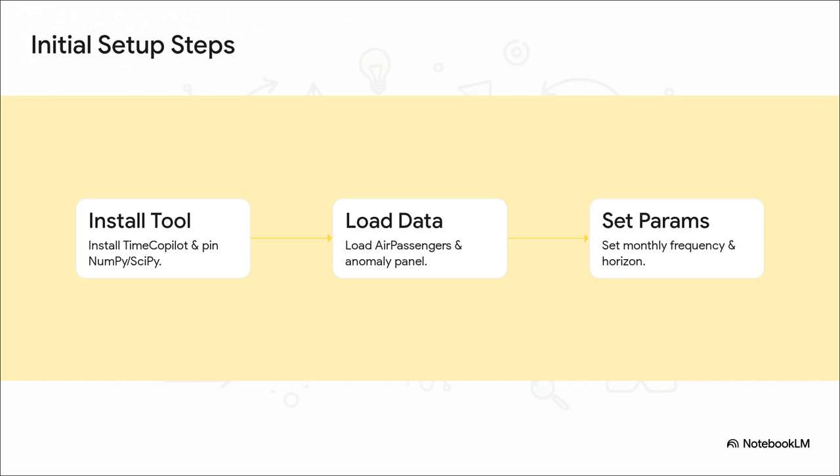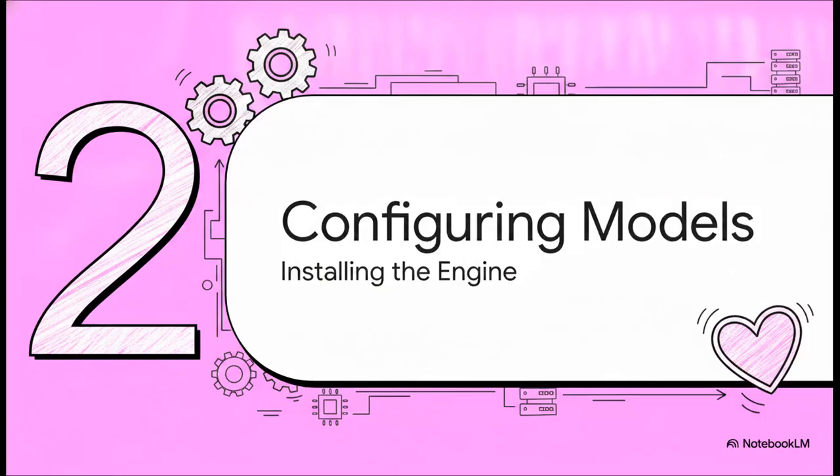Step 2, we load in our real-world data, the classic air passengers dataset, right alongside a synthetic dataset where we've intentionally injected some wild anomalies. We do that to see if our system can actually catch them later. And finally, in Step 3, we lock in our monthly frequency and tell the pipeline exactly how far into the future we want to predict. That's our horizon.